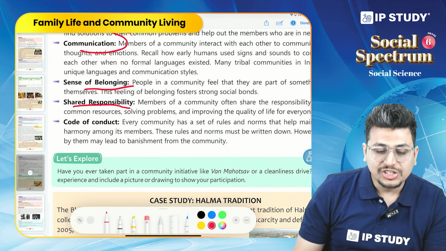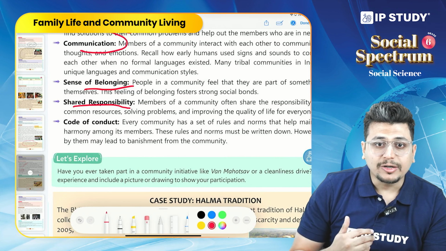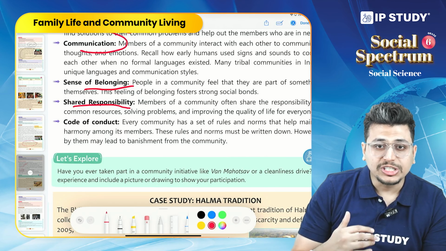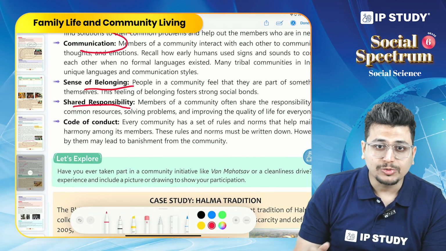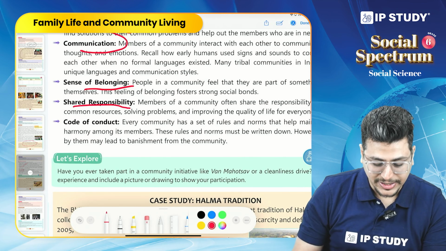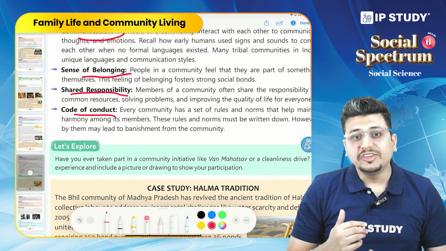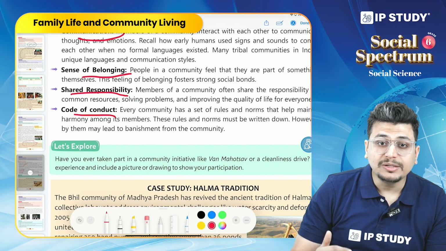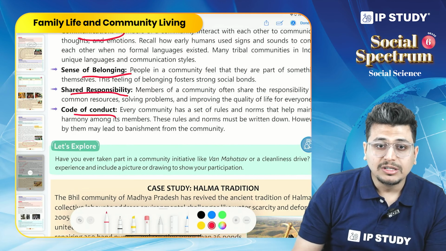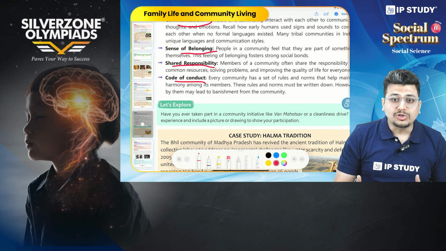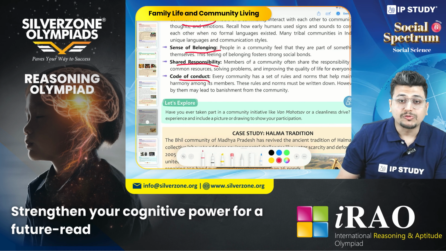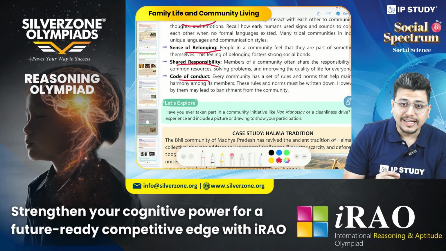There is also shared responsibility. If you're part of the same community, you will also share some kind of roles and responsibility to help out people in that community. And lastly, there is code of conduct. So there's a certain way in which you behave with the other members of the family, other members of the community. And there could also be codes like common dress code, like you're part of a school, there's a school uniform. So that school uniform is also part of the code of conduct, right?